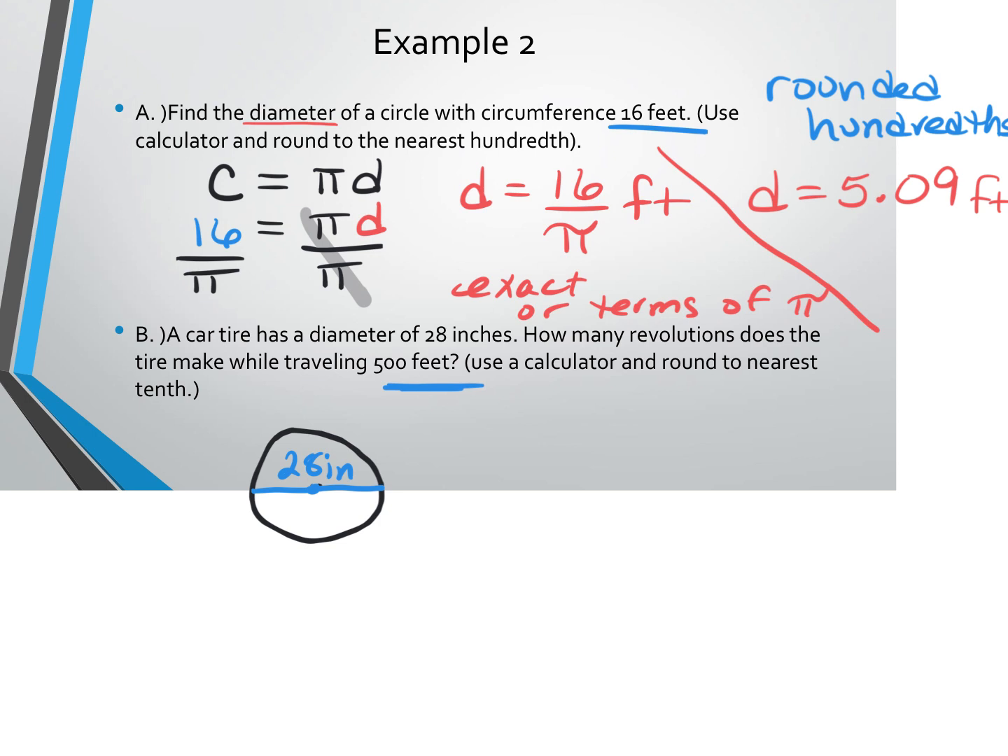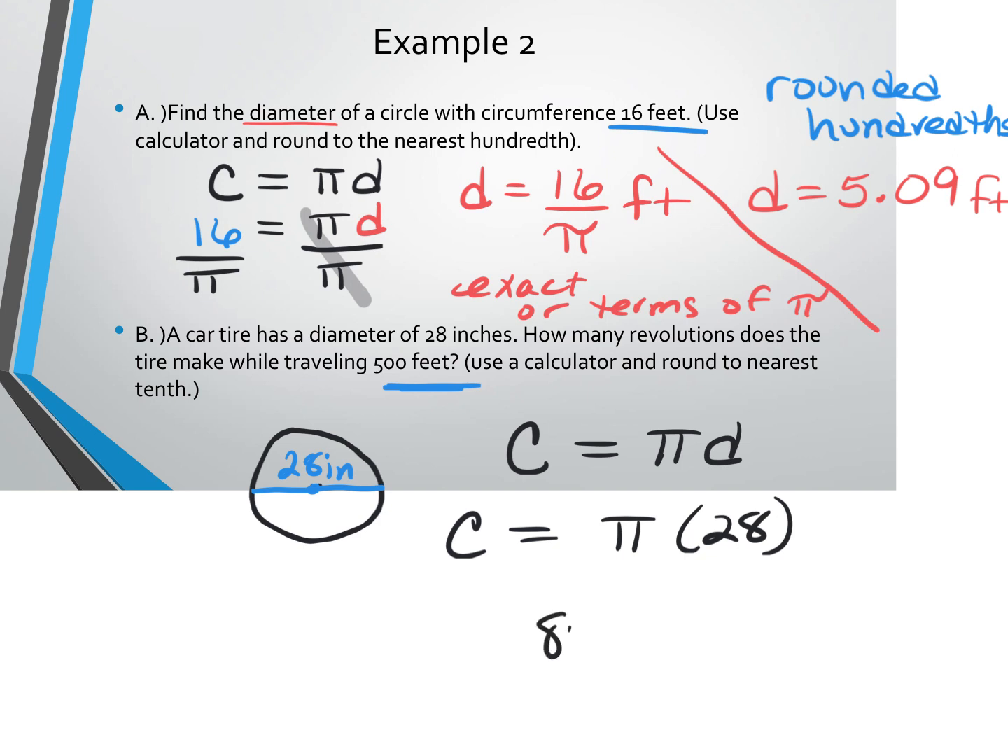So what I can do is, my formula for circumference, since they gave me a diameter, is pi times the diameter. So I'm going to multiply pi times 28. And I'm going to leave this long number on my calculator. I'm not going to round till the end. So once I multiply 28 times pi, I'm going to get 87.9645943. And these are inches right now, but I need to convert them to feet.